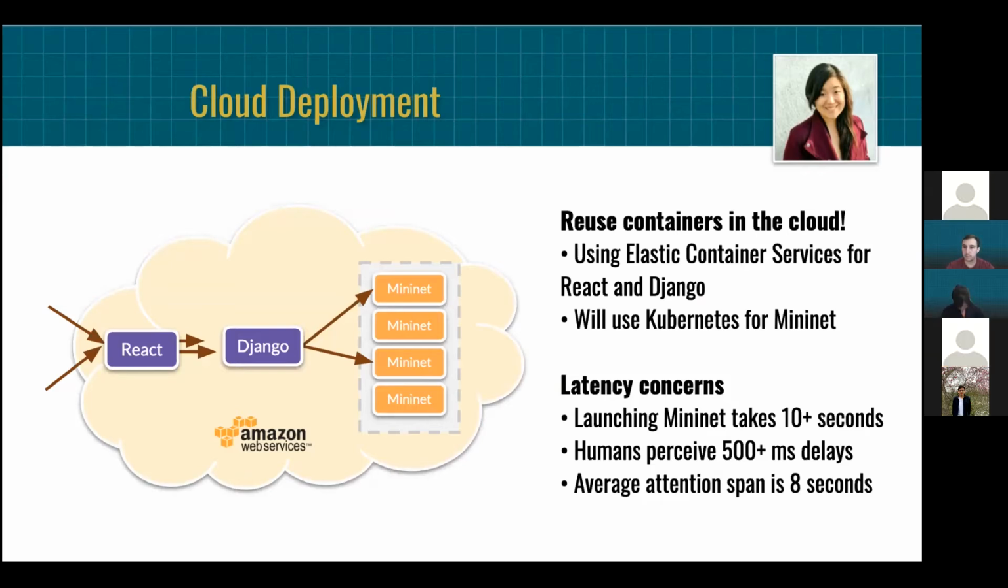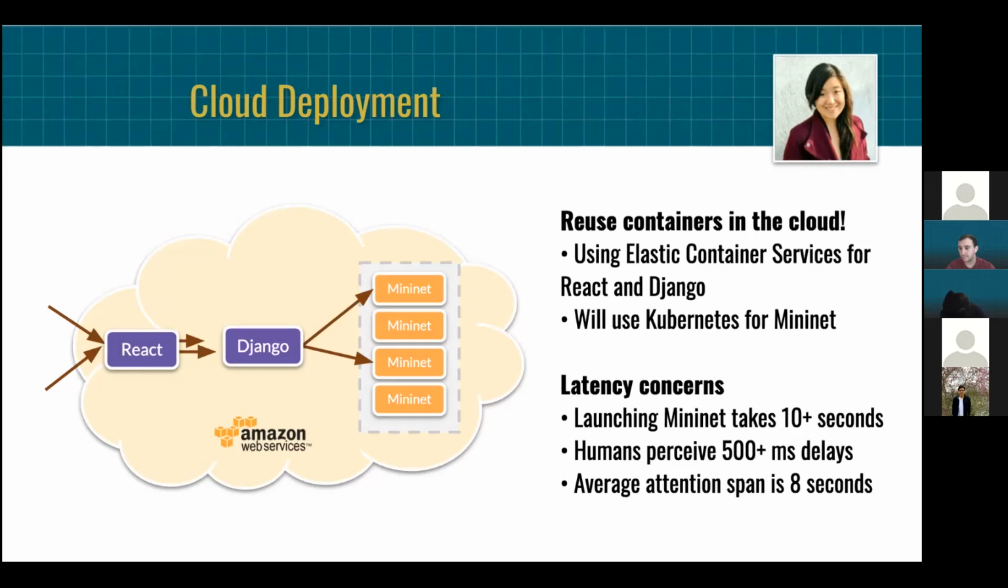So I was a little bit curious about what you meant when you said Kubernetes for Mininet here. What is that? I'm guessing, as you mentioned before, right now you're using ECS, and it sounds like you might be using Kubernetes to take over the entire thing, right? Not just the Mininet portion, but also running the Django container and the server that serves up the React container.